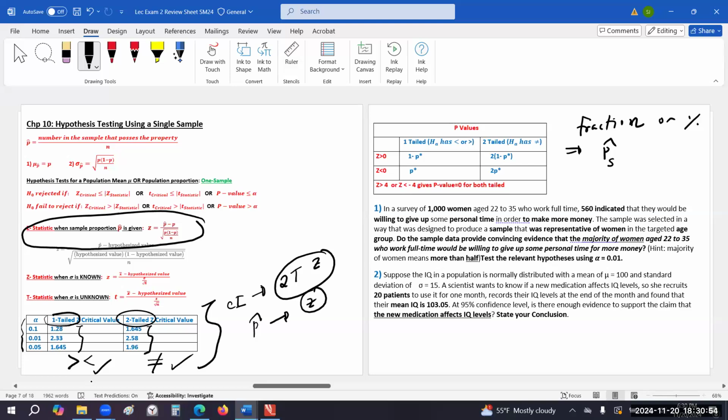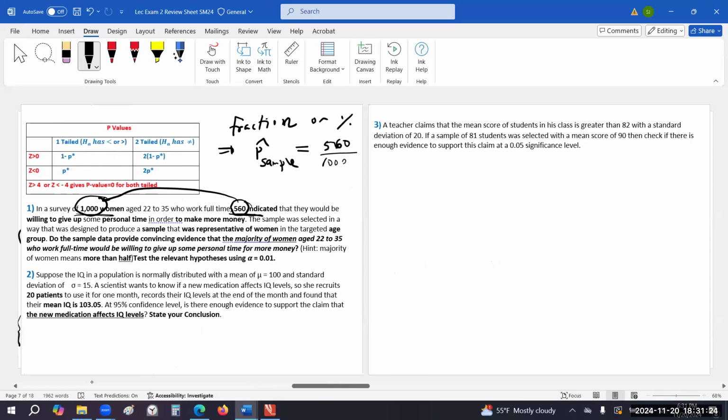So p hat is based on the sample. Let's say this one, they're saying you have 1,000 women and 560 indicate some characteristic. So this 560 is among this 1,000. So this is a proportion of the sample, 560 over 1,000. And then if you have the population standard deviation, you're going to use Z. If the sample standard deviation is given to you, you use T.